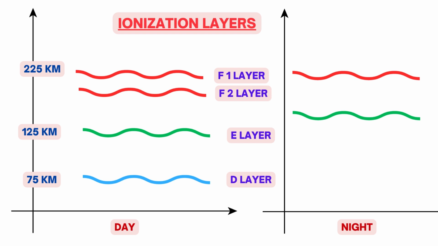The next layer is E layer at an average altitude of 125 km. It is present throughout 24 hours. After sunrise, E layer comes down and again goes up after sunset.